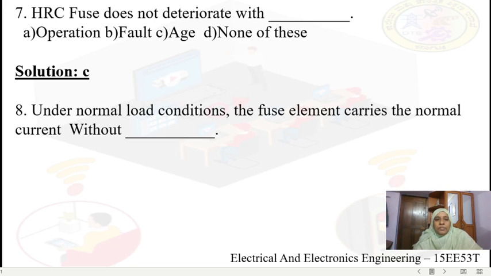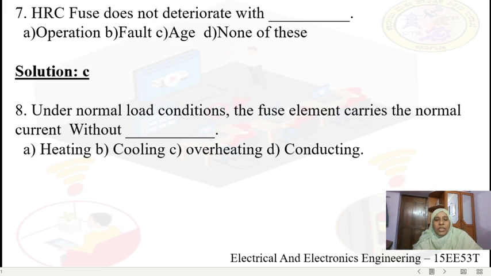Coming to your next MCQ. Under normal load conditions, the fuse element carries the normal current without option A, heating, option B, cooling, option C, overheating, option D, conducting. So your answer is option C, overheating. Under normal conditions, it carries the normal current without producing any overheating.